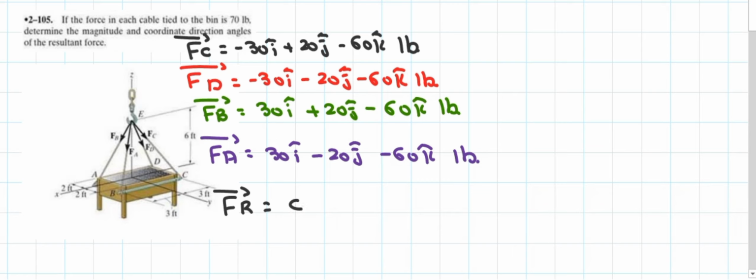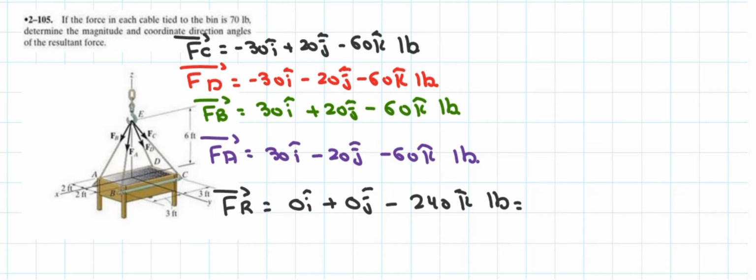So it will become 0i cap. Similarly, positive 20j with negative 20j and again positive 20j with negative 20j, so it will become positive 0j. And lastly, negative 60, negative 60, negative 60 and again negative 60, so it will become negative 240k pound. So the vectorial form of the resultant vector is nothing but negative 240k pound.